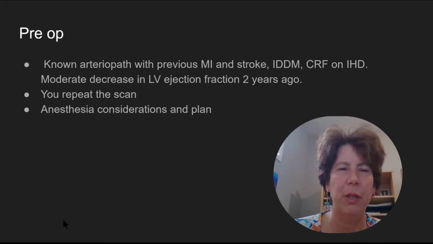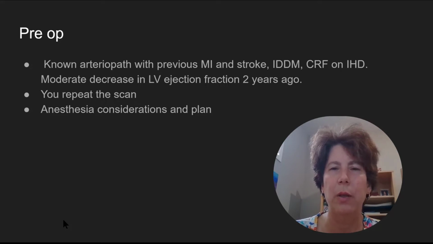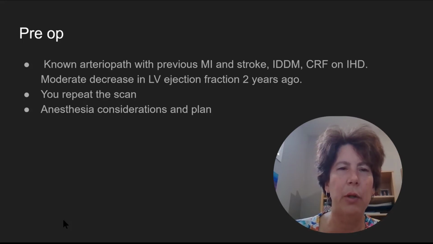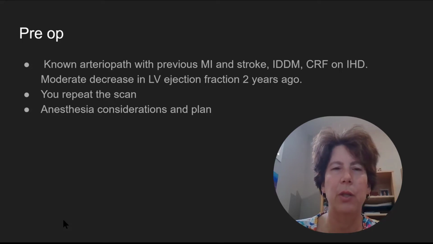So here's your patient. You're doing a pre-op scan on a patient that's a known arteriopath with previous myocardial infarction and stroke. He has insulin-dependent diabetes and chronic renal failure on intermittent hemodialysis. You have imaging on file for a moderate decrease in LV ejection fraction 2 years ago. You decide to repeat this scan before you do the surgery.